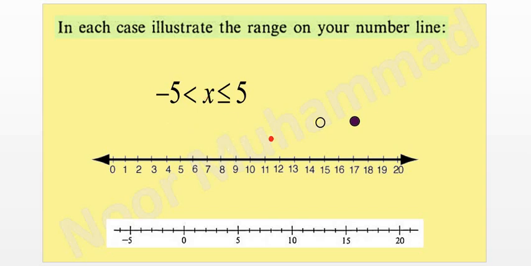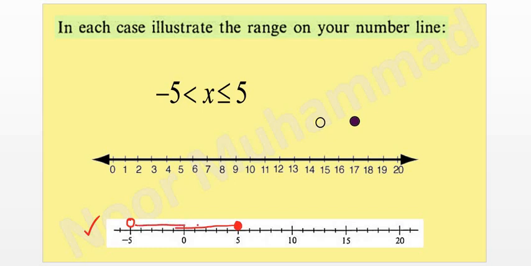So -5, where is -5? -5 is here. No, we don't have -5 here. So I will use this number line. So -5 is here. So I will draw an open circle here. And then I need 5. So I will make another circle over here. So it will be shaded. Now as you can see, all the numbers that are greater than -5 and all the numbers that are equal to or less than 5 are taken.